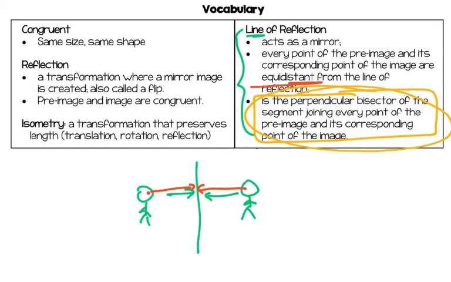If I look again at my example of me looking in the mirror, you've got this line that connects me and my image, and then the mirror, or my line of reflection, is going to be a perpendicular bisector, meaning it's equidistant and it's perpendicular. So that's the key to knowing that you've reflected correctly.